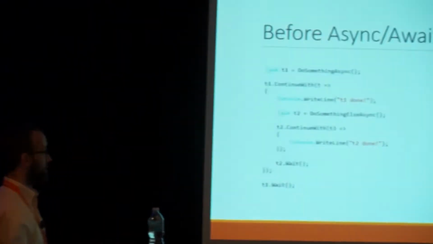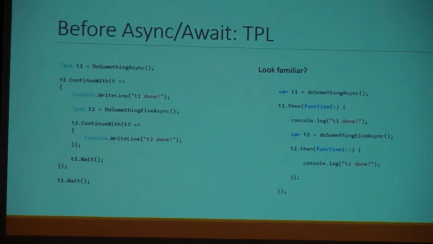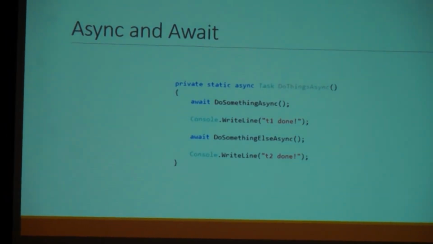The other thing too is if you try to do error handling over here, it's a bit more interesting because you've got to check to see if an exception occurred and everything like that. Here you can just wrap that await in a try catch, right?